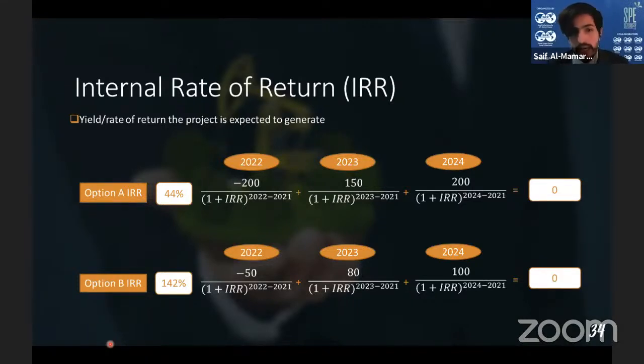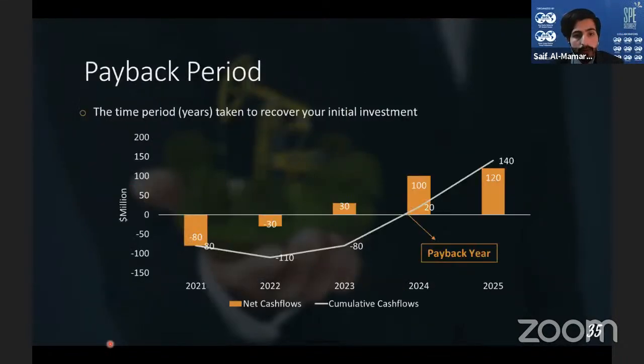And this big difference is not really captured when you look at the NPV. Because you recoup your money much quicker in option B, the IRR appreciates that, so it gives a higher value. You spend only 50 million and regain more than 100 million, and the IRR rewards that against spending 200 million to get 150 million in option A. So that's the essence of IRR. In the next slide, we'll look at payback period.